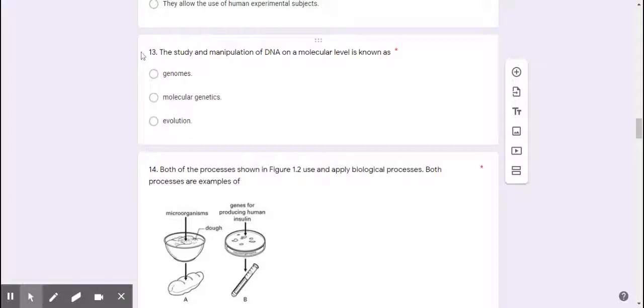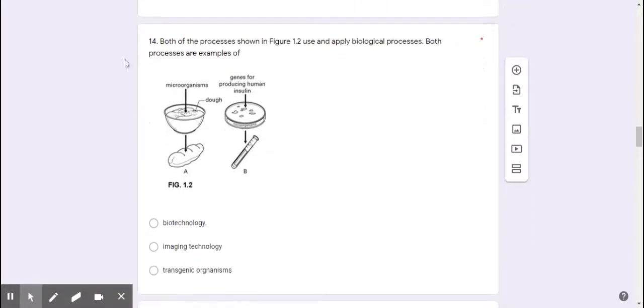Number 13, the study and manipulation of DNA on a molecular level is known as genomes, molecular genetics, or evolution. Number 14, both of the processes shown in Figure 1.2 use and apply biological processes. Both processes are examples of biotechnology, imaging technology, or transgenic organisms. Make sure you are using this picture.